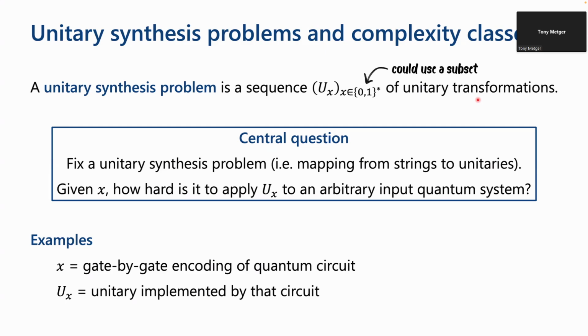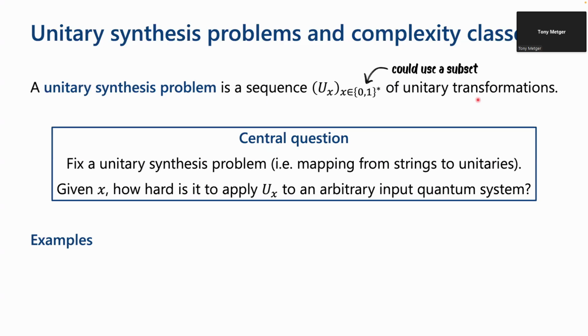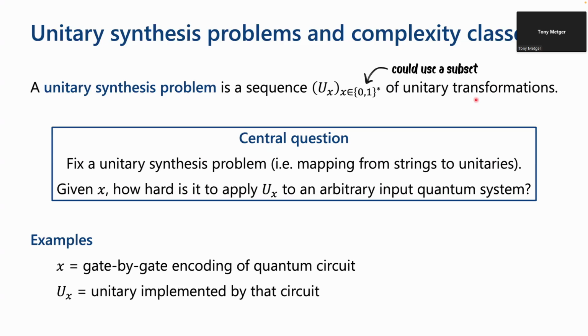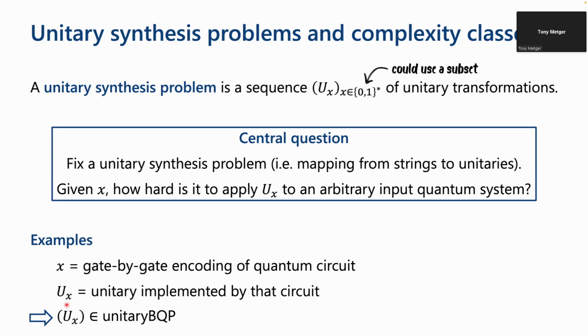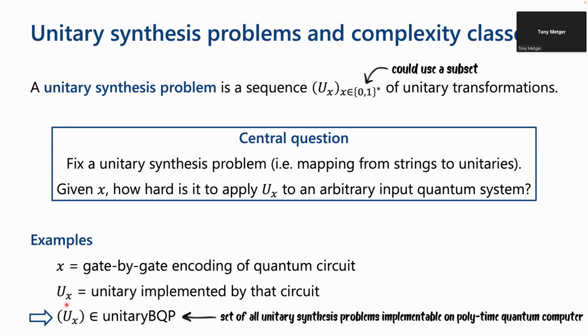Okay, let's go a little further with the definitions here. Let's just try them out. Let's say X is a gate-by-gate encoding of a quantum circuit. That's how I want to interpret X, and UX is the unitary implemented by that circuit. Now that's in unitary BQP, whatever that's supposed to mean, because if I give you X, and you're a quantum computer running in time polynomial in the input length of X, you can very easily implement this. I've already told you which gates to apply, just apply them and get done. Okay, so we call this unitary BQP.